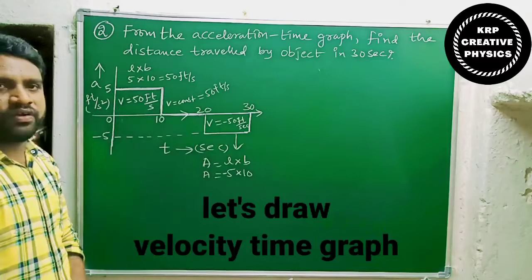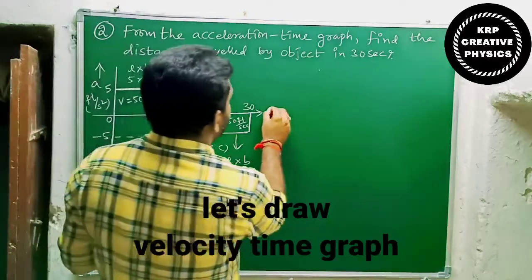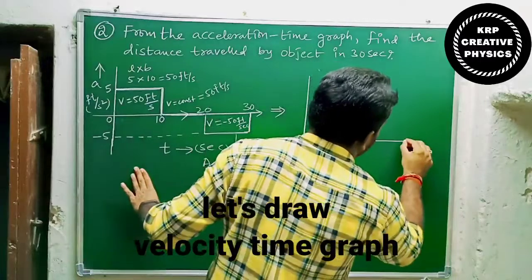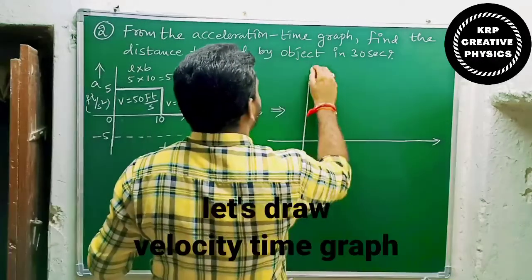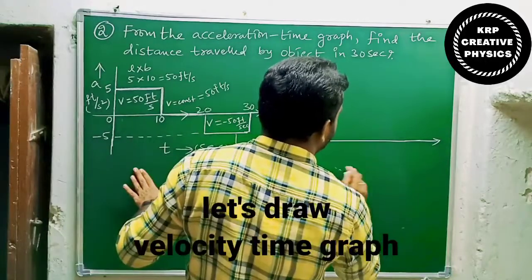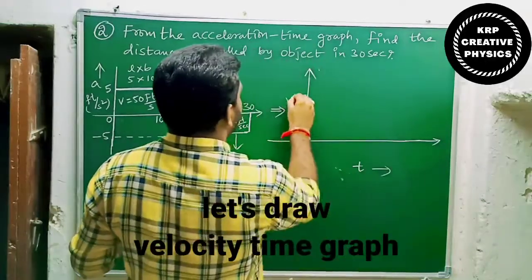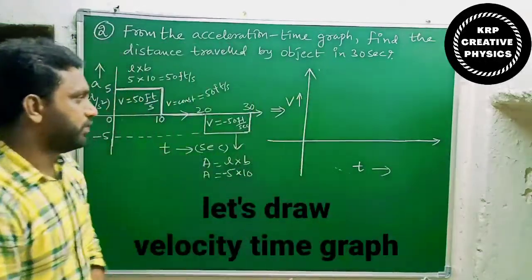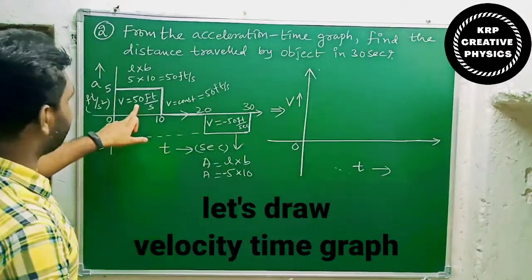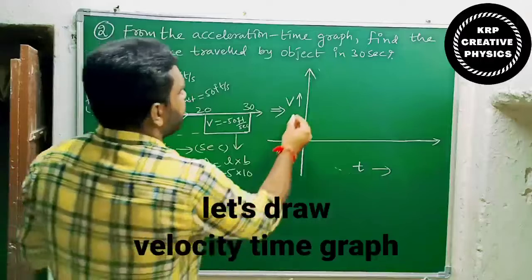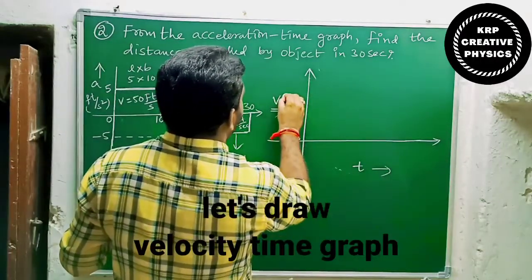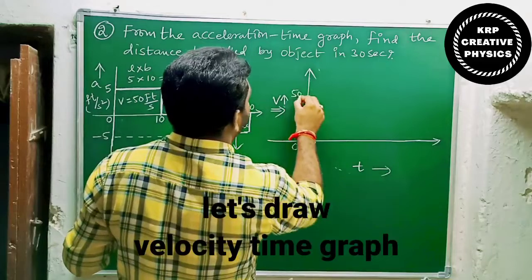Now we need to draw the corresponding velocity time graph. Now I will draw it here. This is a very, very interesting problem. Just listen with concentration. Watch the video completely. So now I am going to draw the velocity time graph. Here we will take time, and here velocity. At time 0 seconds, velocity is 50. So I will write the scale as 50, directly, because it is only required for us.